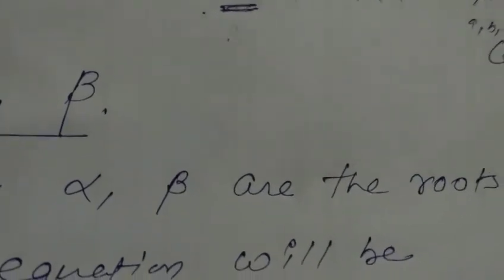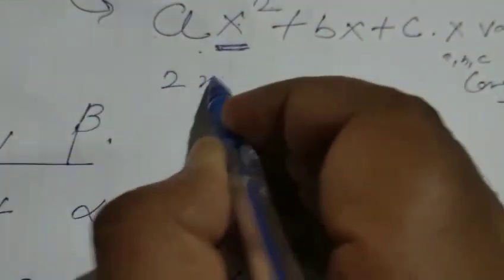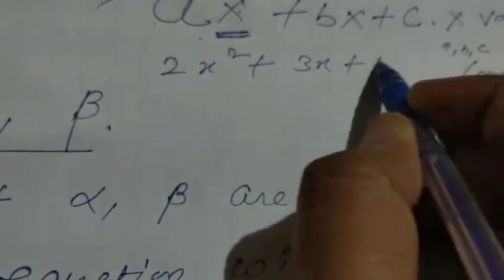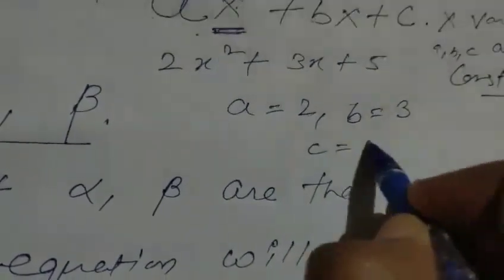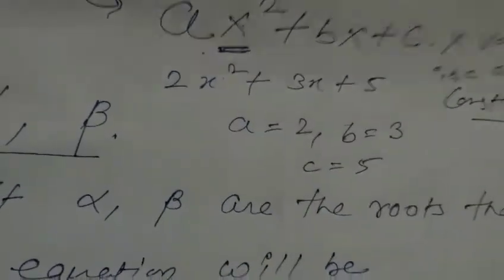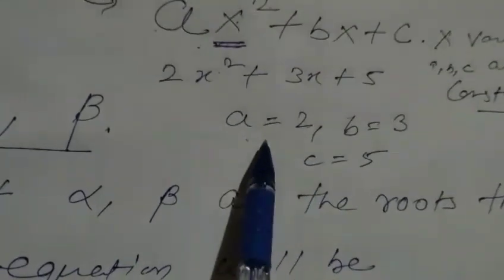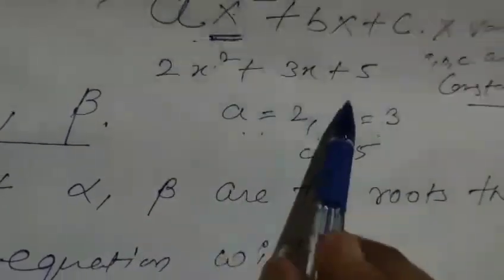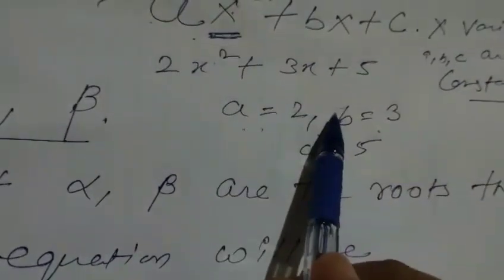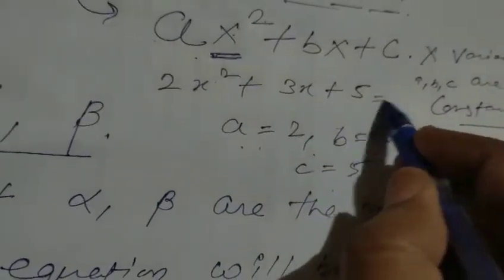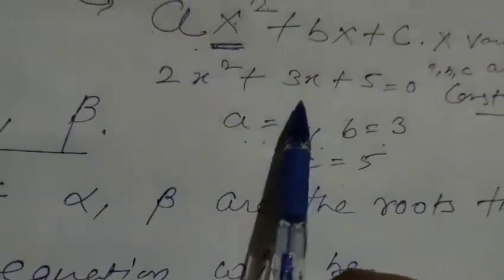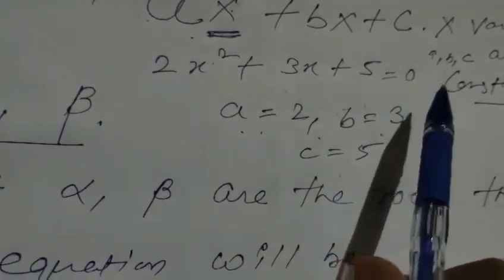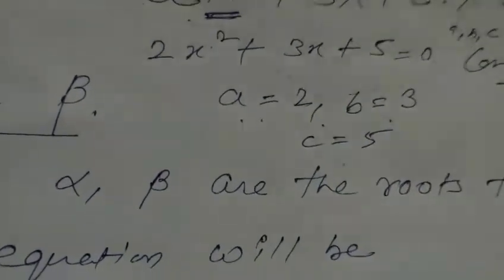Let us start with an example. Here 2x square plus 3x plus 5: a equals 2, b equals 3 and c equals 5. This is the equation. This is a quadratic equation when it equals 0. If you do not put that 0, it will be called an expression, and if you put 0, it will be called a quadratic equation.